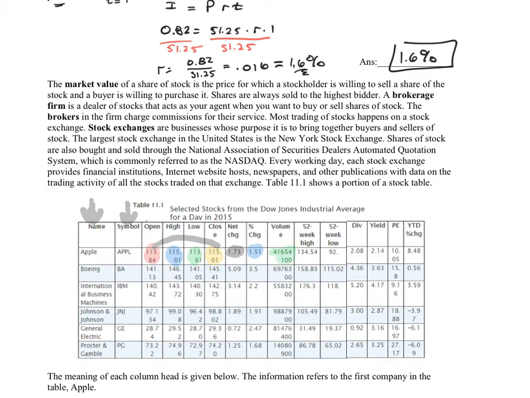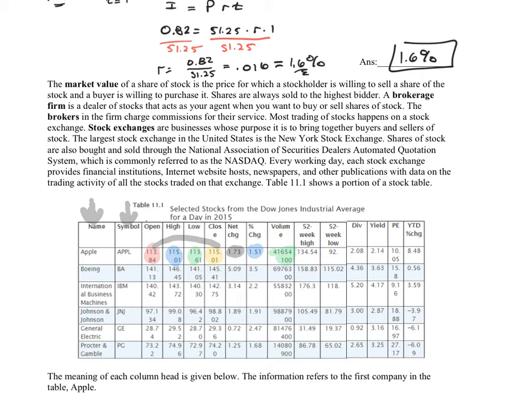Volume is how many shares were bought or sold that day. So it seems to me like there was nearly 41,654,100 shares sold that day alone of that stock. So we're talking about a ridiculous high number of shares per company.